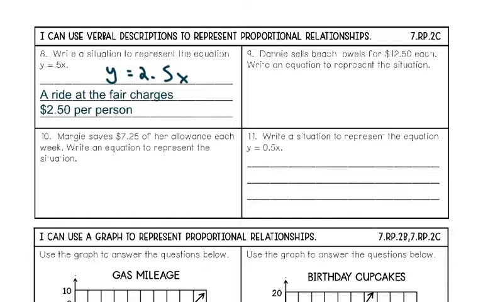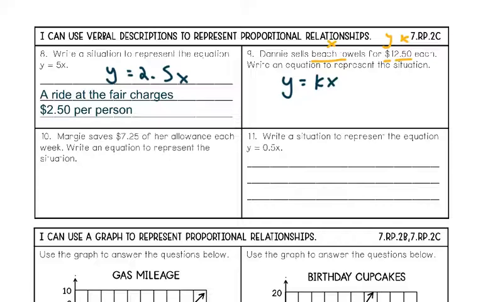So if you came to check this question from the study guide answer key, you just got a free question on the test. Number 9 says Danny sells beach towels for $12.50 each. Write an equation to represent that situation. In this situation, x will be the number of beach towels, and y will be the money that we make. The unit rate is $12.50, so that's our k, and all of our equations are going to be written in the form y equals kx.